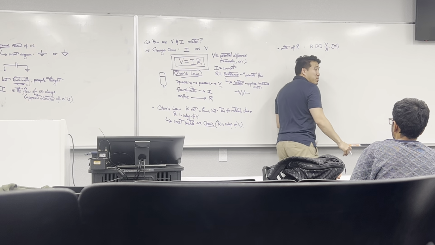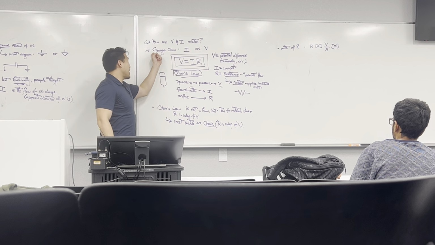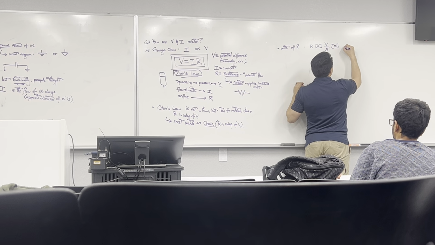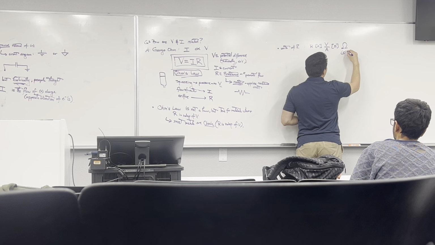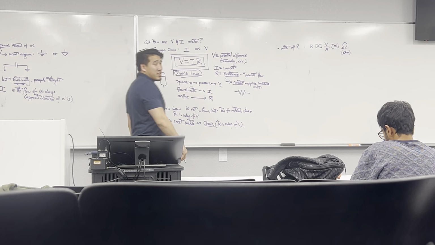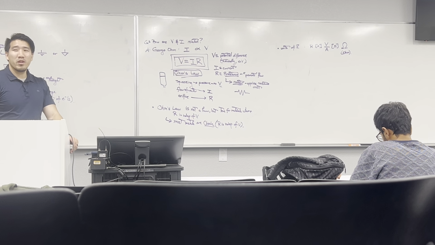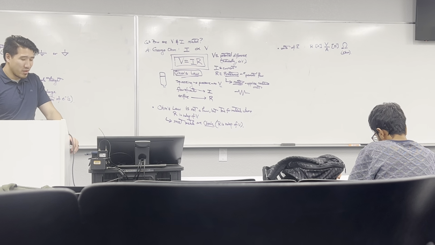Instead of saying volts per amp, in honor of this guy named George Ohm, we give it a Greek letter, capital omega, and this is called an ohm. So resistances have units of ohms. 1 ohm, 2 ohm, milliohms, megaohms, so on and so forth.